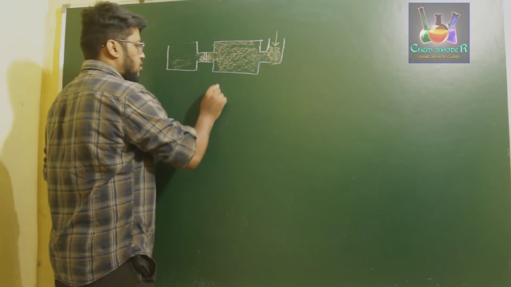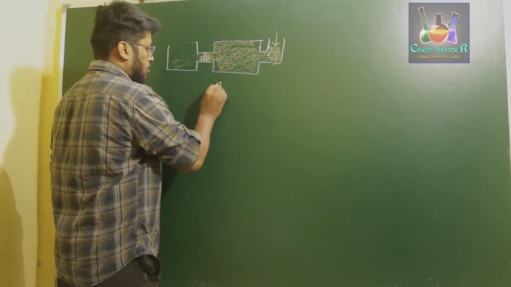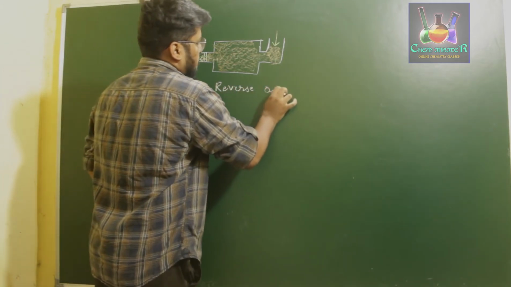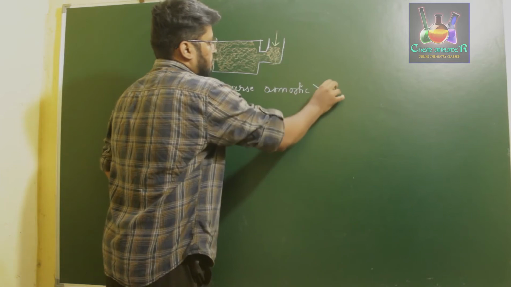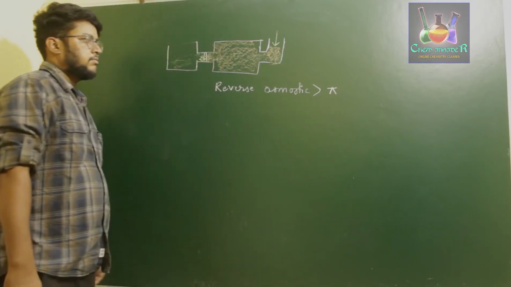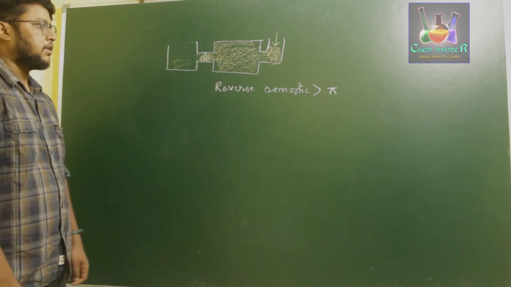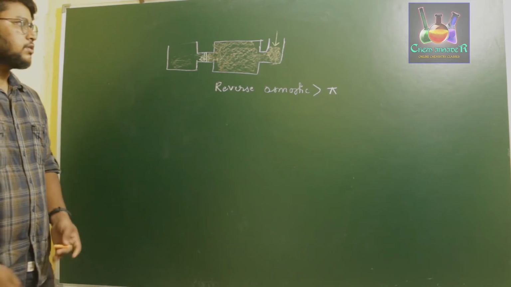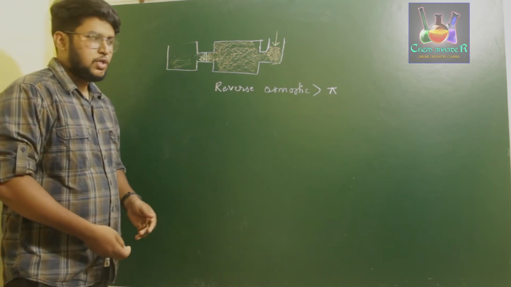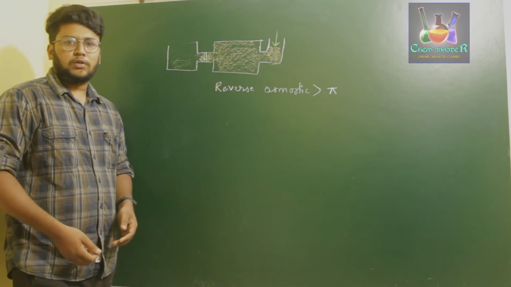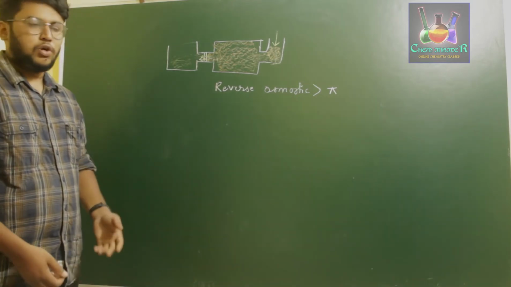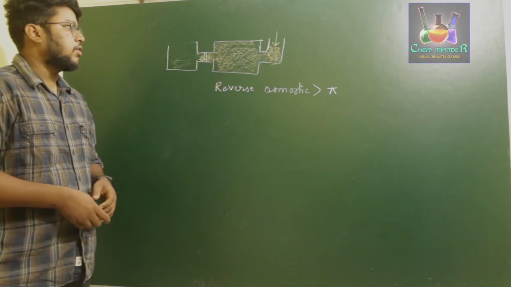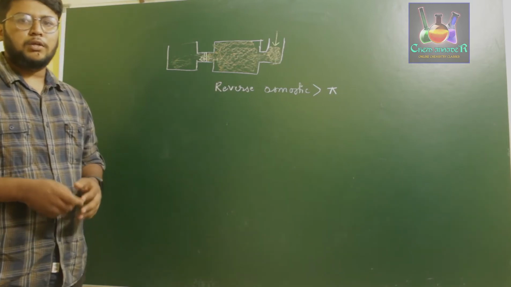Remember, for reverse osmosis to occur, the applied pressure should always be greater than the osmotic pressure of the solution. So this is useful for a process where we can desalinate seawater. In order to remove water content from the salt water or seawater, we can use this reverse osmosis process. Okay, so next we'll discuss abnormal molar masses.